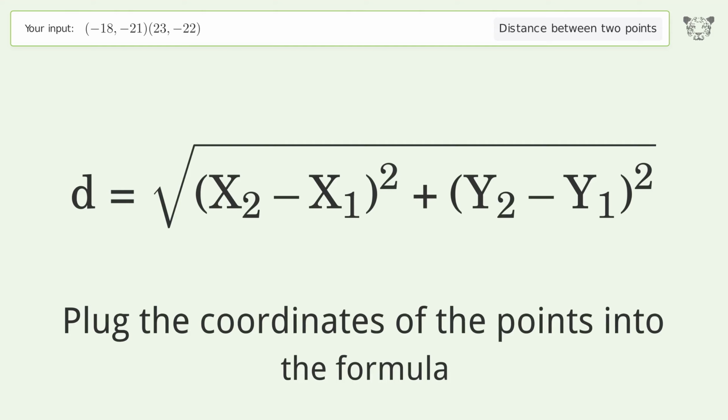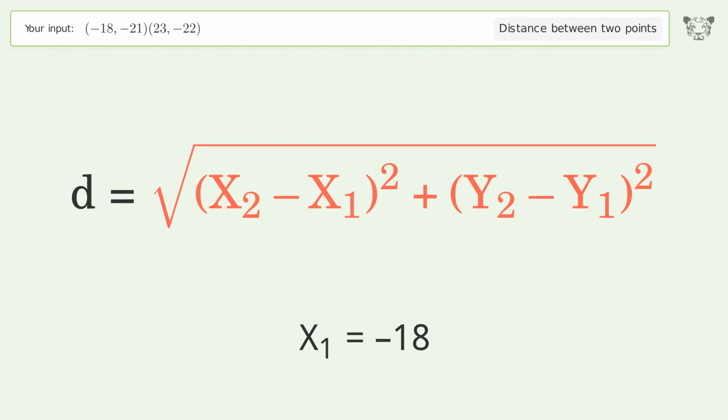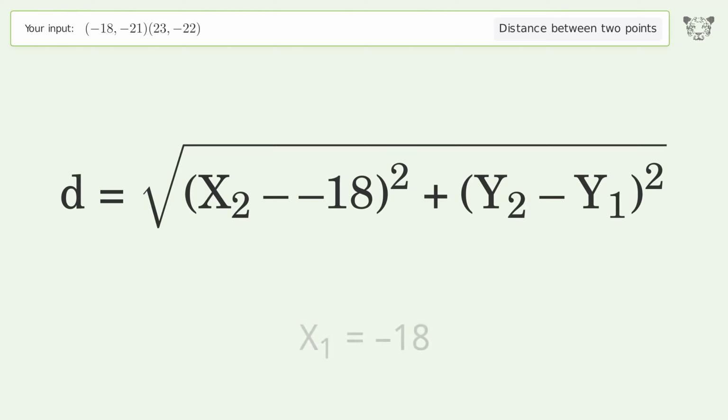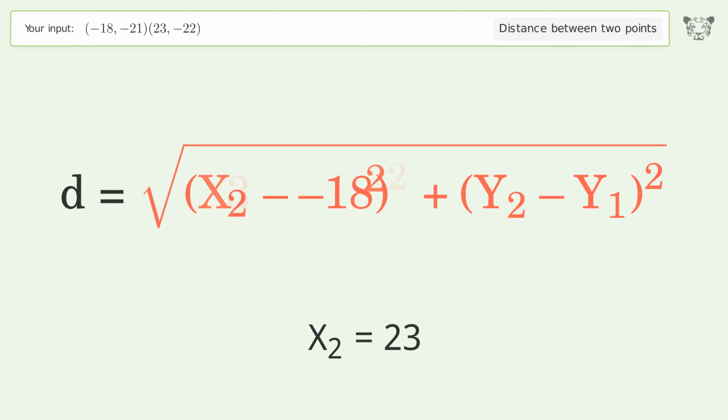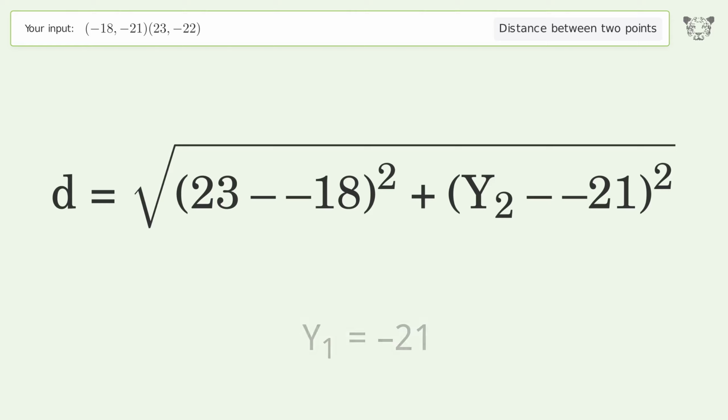Plug the coordinates of the points into the formula. x1 equals -18. x2 equals 23. y1 equals -21. y2 equals -22.